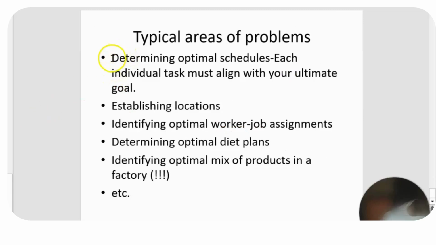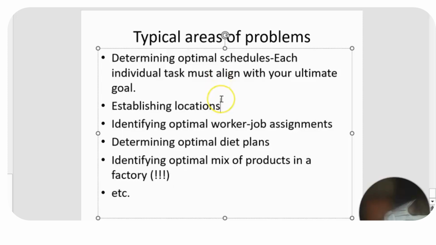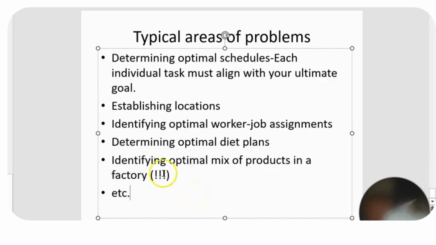So in most cases, these are the typical areas of problems that we are dealing with in Solver. We are either determining the optimal schedule. Each individual task must align with your ultimate goal; whatever you do should be aligned to your ultimate goal. Establishing locations of a particular business, identifying optimal job assignments, determining optimal dietary plans, identifying optimal mix of products in a factory, and so on. So having understood and formulated a foundation about Solver, let's see how it works.